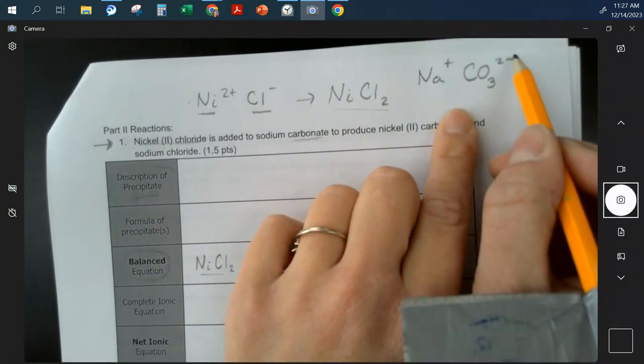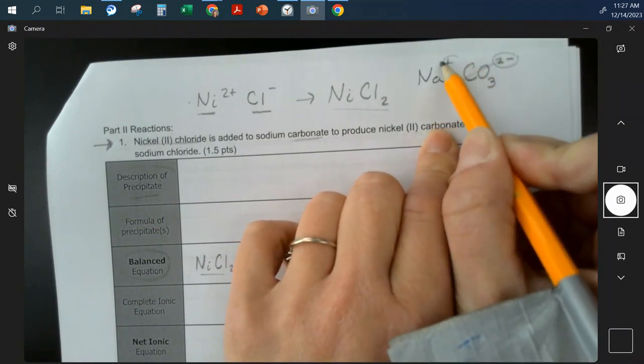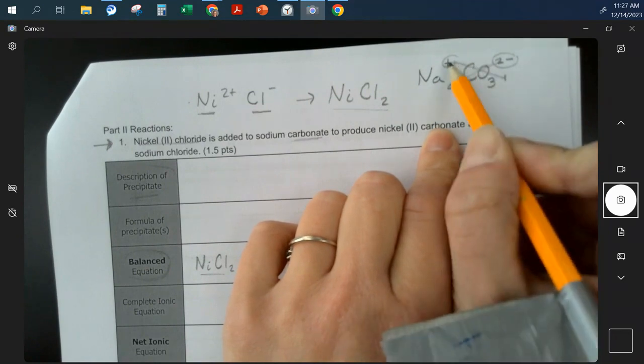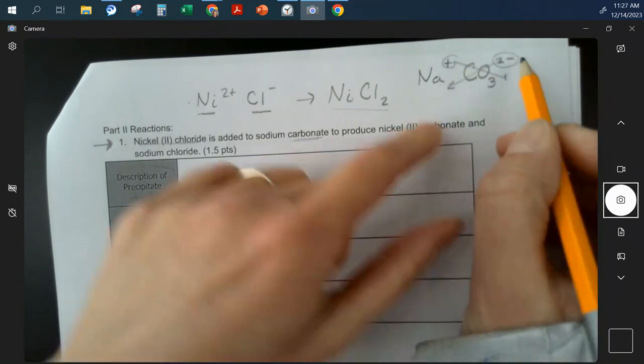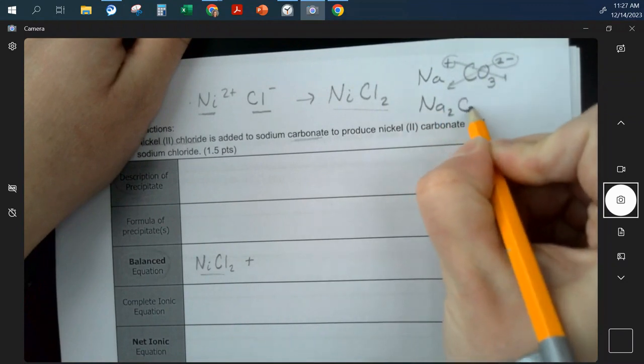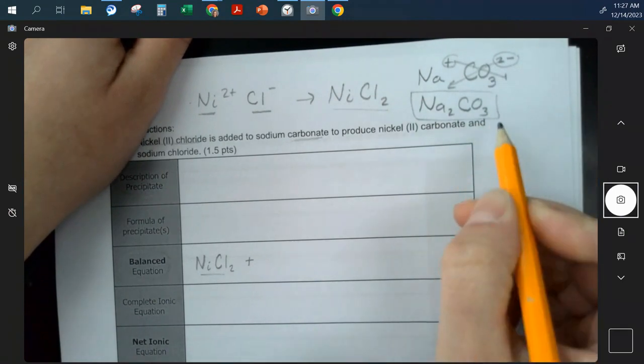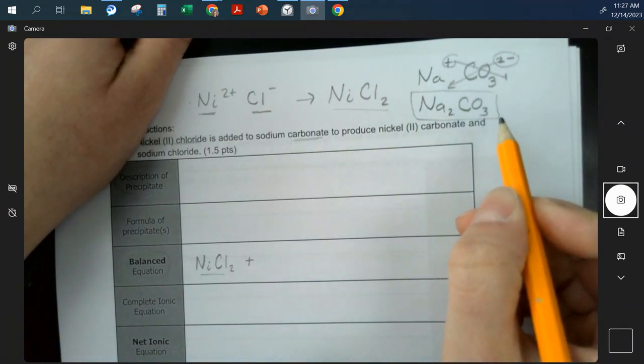Okay. So then this is telling me that I need 2 sodiums for 1 carbonate to charge balance. I need 2 +1 charges for 1 2 minus charge. And then this will be my formula for sodium carbonate. Do you remember seeing that written on the container?